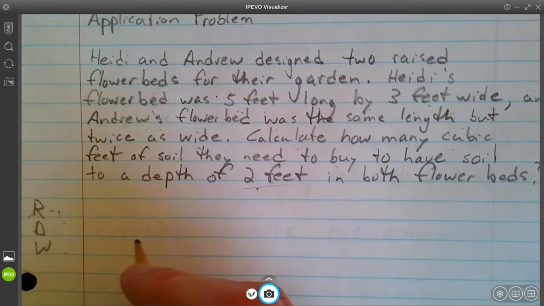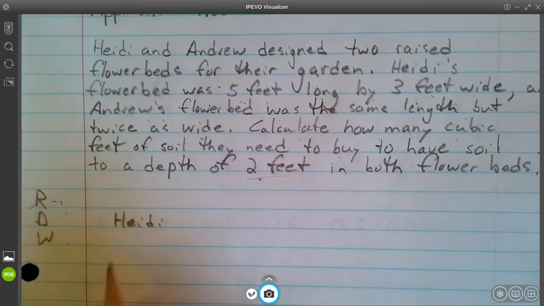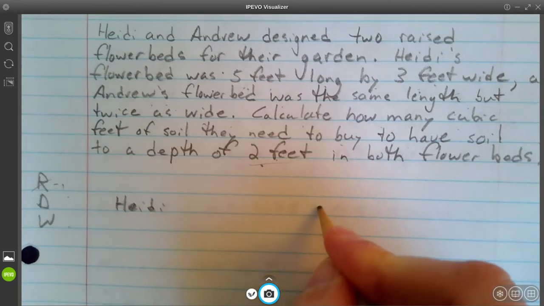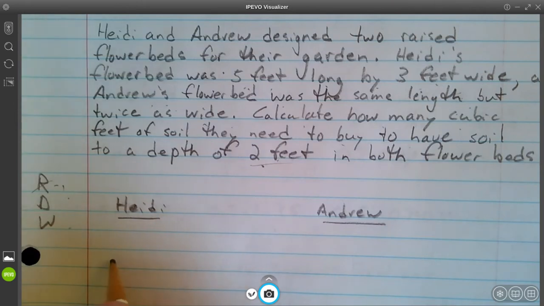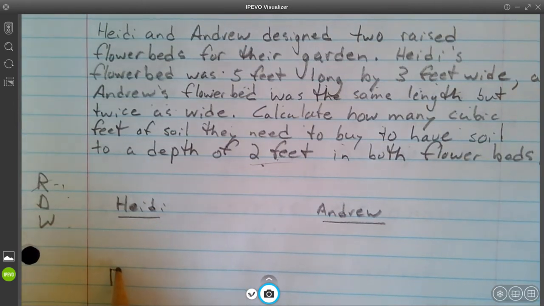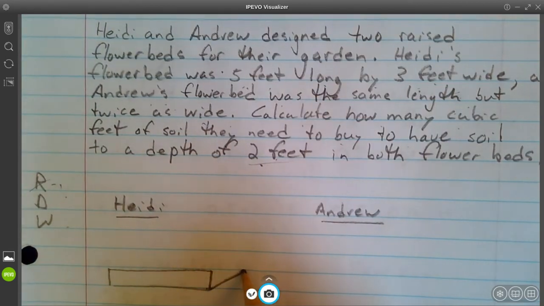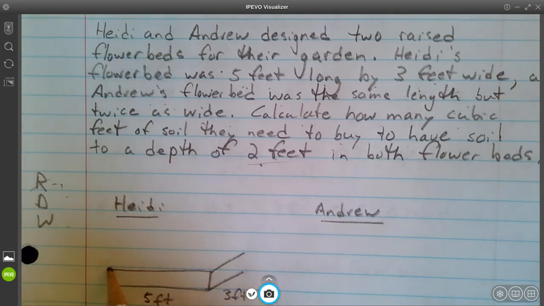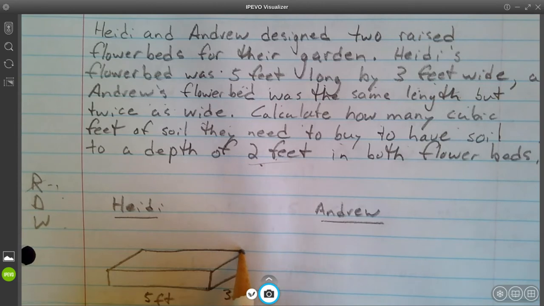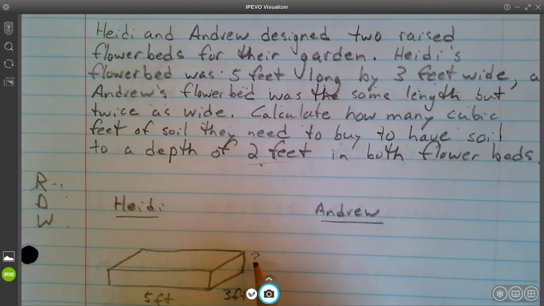Okay, so I read it twice. I have a general idea of what it's asking me for, so I'm going to start drawing, see if I can make sense of this. I'm definitely going to draw Heidi and Andrew's flower beds. And Heidi told me that it was 5 feet. The question said it was 5 feet long. So there's my length, and 3 feet wide. So we'll say that's 3 feet. So it's 5 feet by 3 feet. Okay, except I don't know what the height is right now.